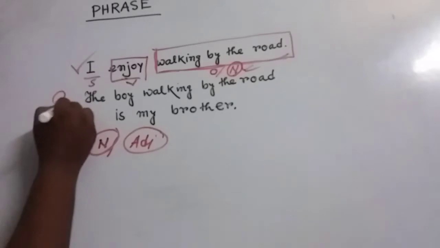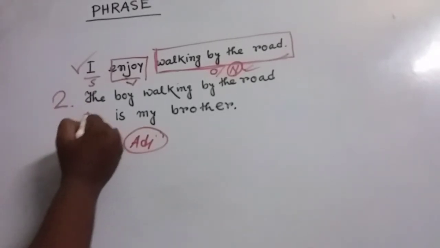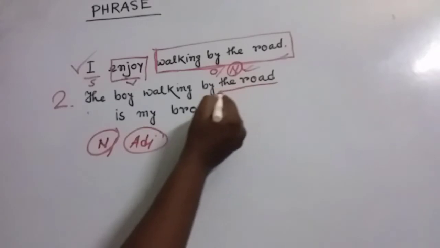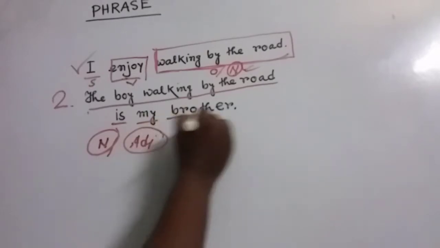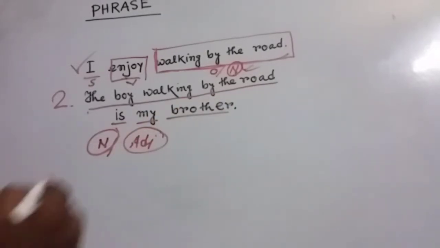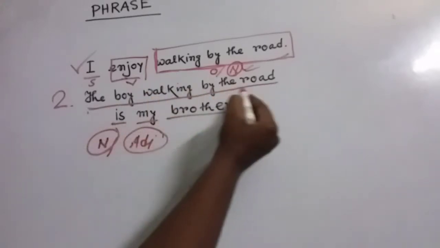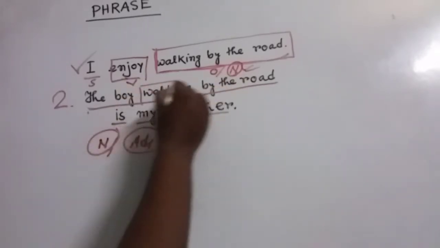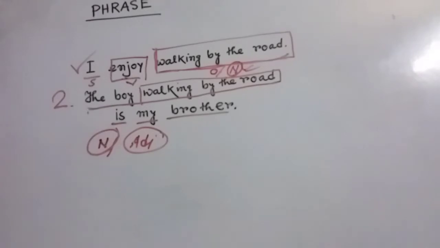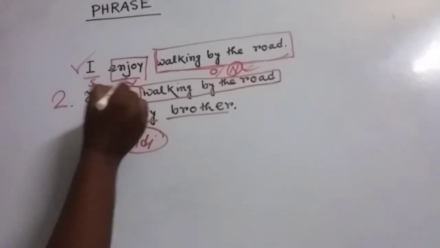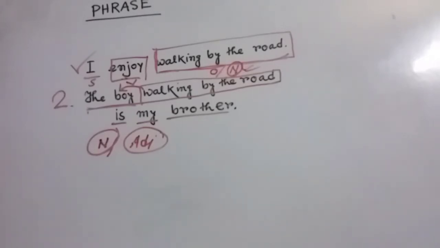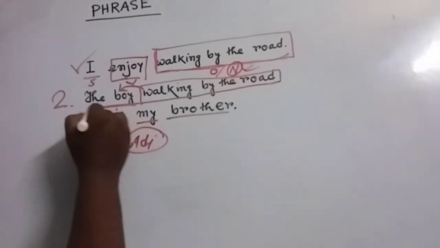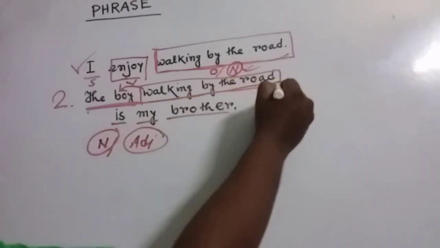Let's look at example number 2. Here, "The boy walking by the road is my brother." "The boy walking by the road" is the subject. So look at this sentence, my dear friends. "Walking by the road," this group of words is giving you some extra information about this boy. This boy only, who was walking by the road. So my dear friends, this group of words is an adjective phrase.